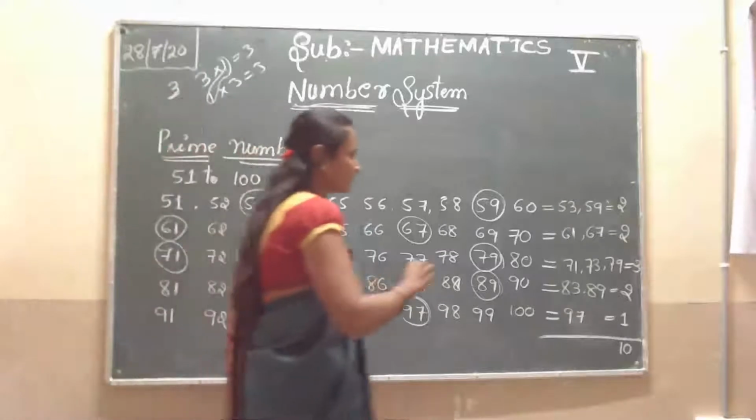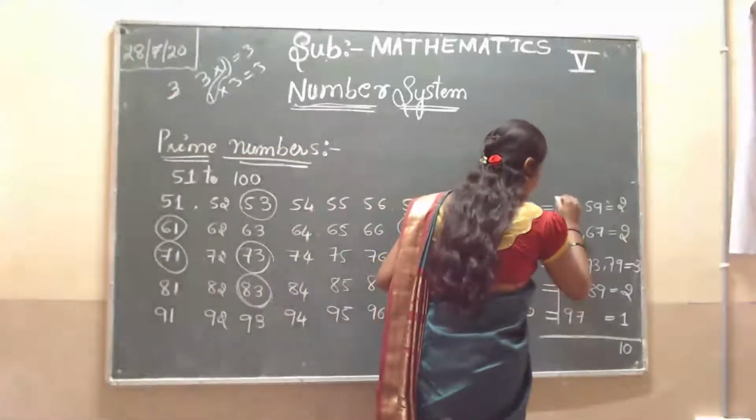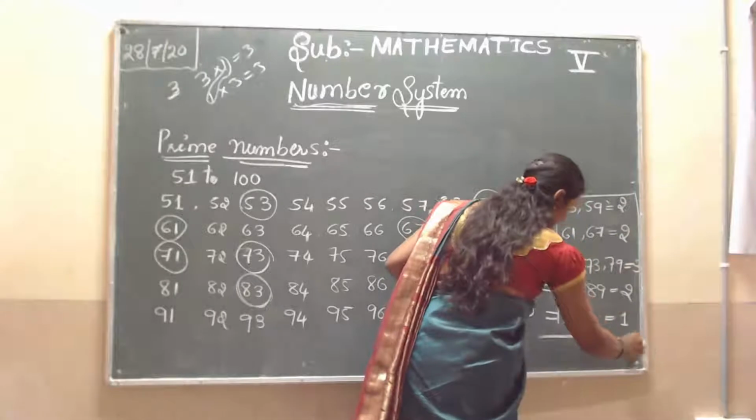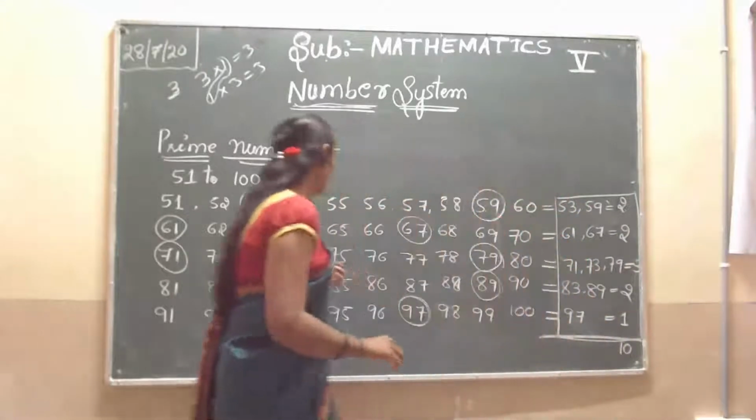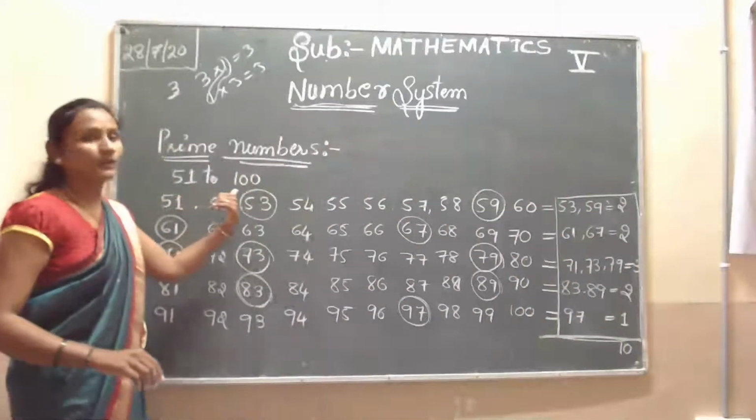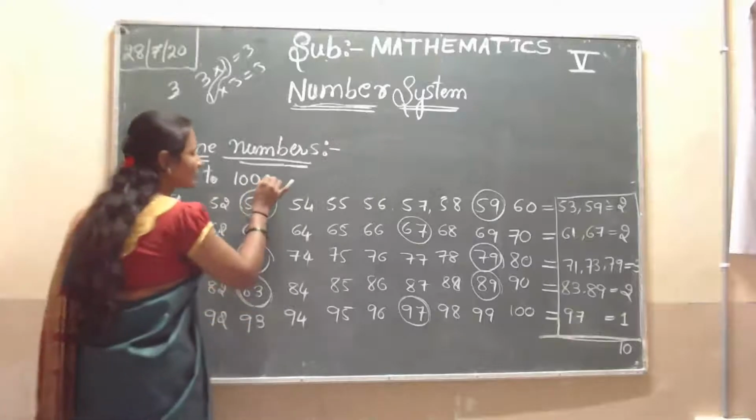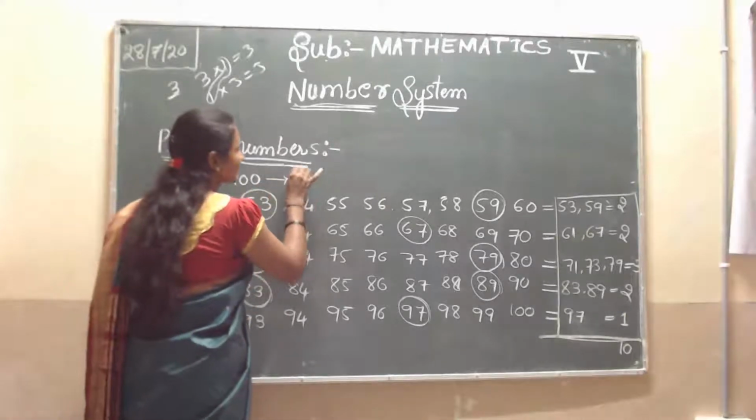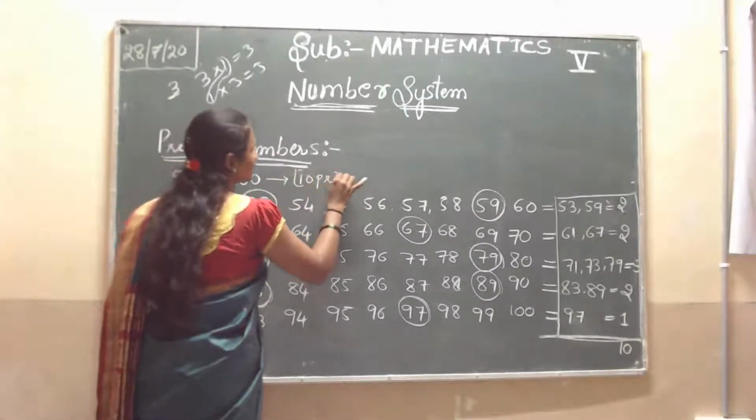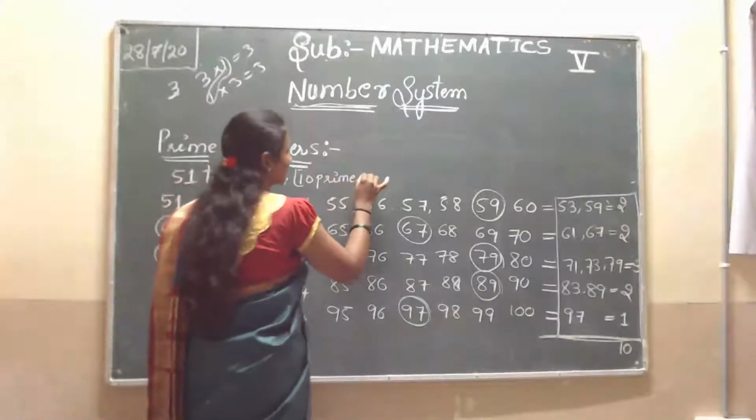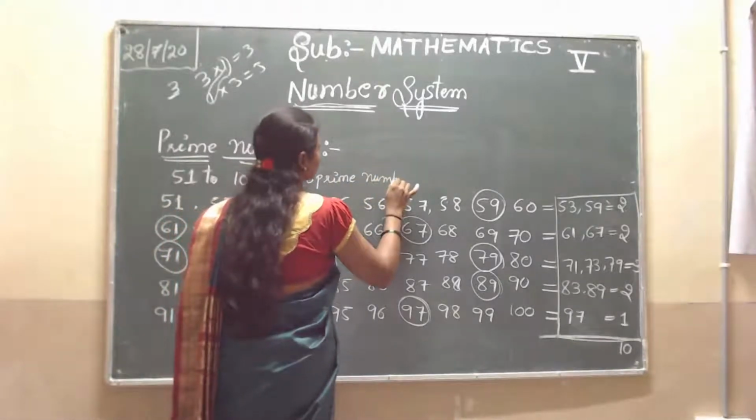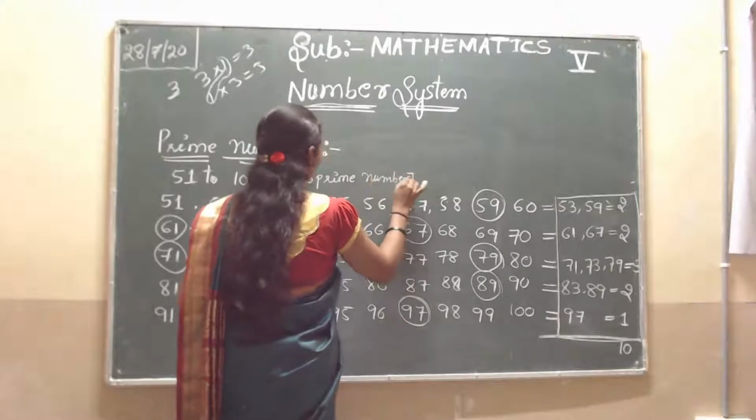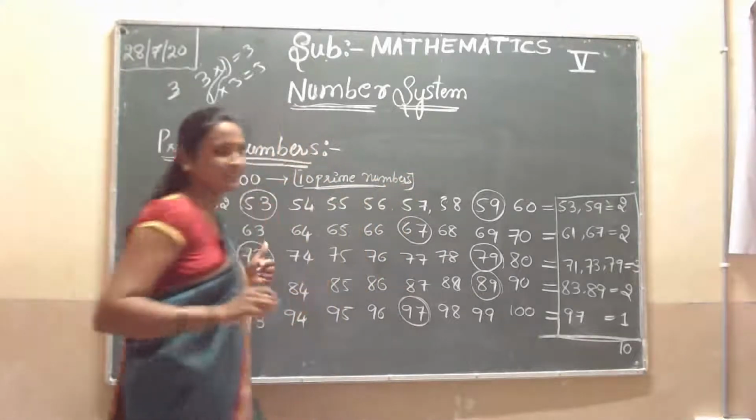So these are the prime numbers. 51 to 100, the total prime numbers between them is 10.